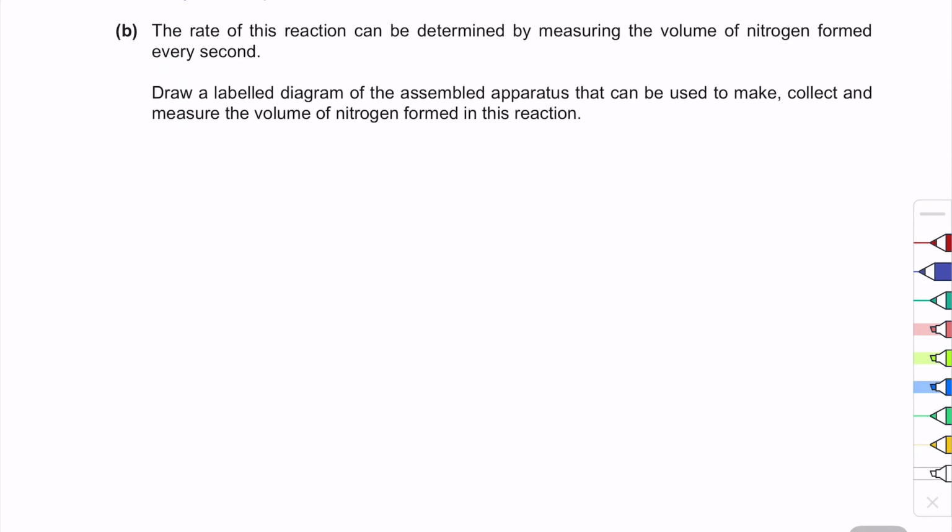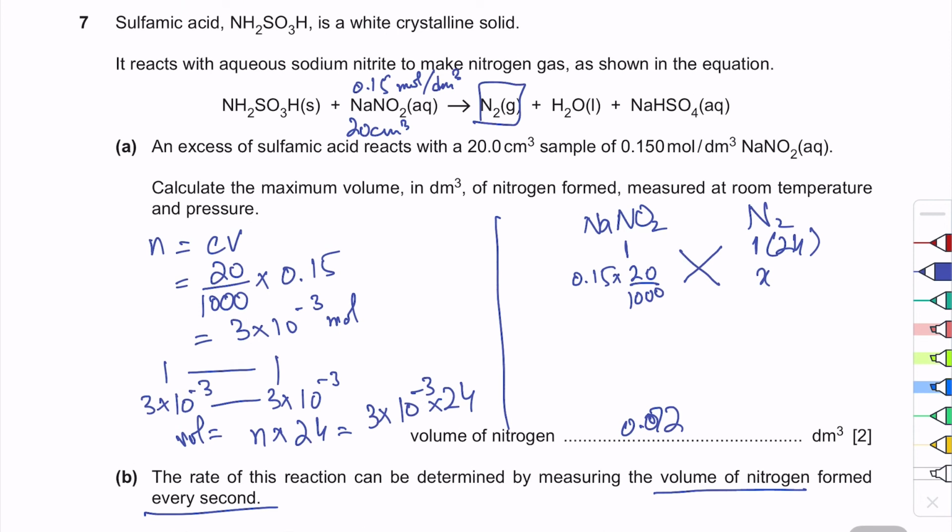The rate of this reaction can be determined by measuring the volume of nitrogen formed. So measuring the volume of nitrogen formed every second. दो चीजें measure करनी है, time and nitrogen की volume. Draw a labelled diagram for assembled apparatus that can be used to make, collect and measure. अब make कैसे करें? We are making it using these two things. One is a solid. Notice one is a solid and the other is aqueous. तो हमारे पास एक solution है और एक हमारे पास सॉलिड है.